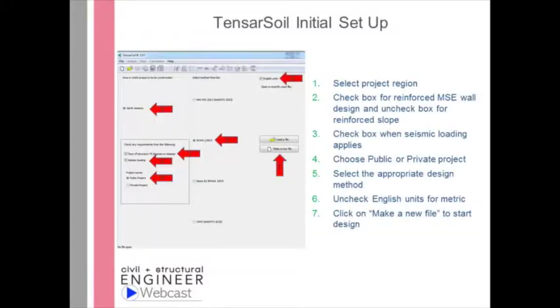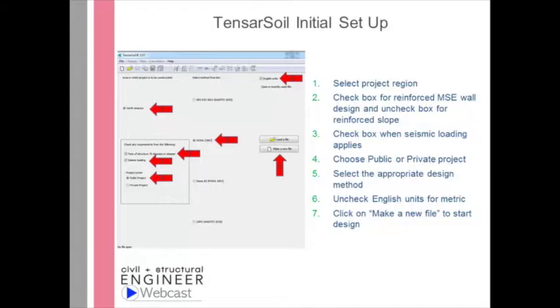Back to the main screen for the software, you will begin by selecting your project region, which should default to North America. Next, you will check a box for reinforced MSE wall design and uncheck a box for reinforced slope, which is number 2. A wall is defined as a 70-degree or greater structure from horizontal, and a slope is defined as flatter than 70 degrees from horizontal.